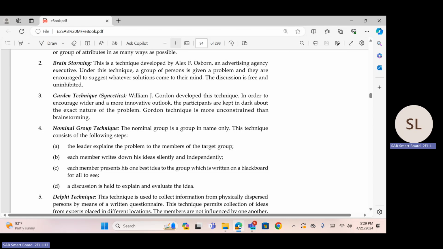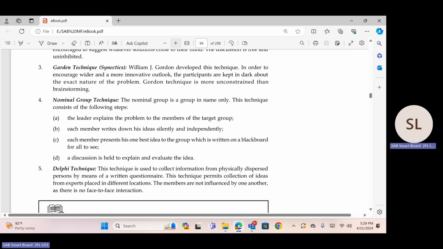The last one is the Delphi technique. Now, with Google Forms, questionnaire forms, this can happen. Members need not meet physically. They are scattered geographically, using modern technology like Zoom, video conferencing or Google Forms. They can gather information in a questionnaire form. That is widely used by researchers, to get the ideas of the participants. And that is called the Delphi technique.